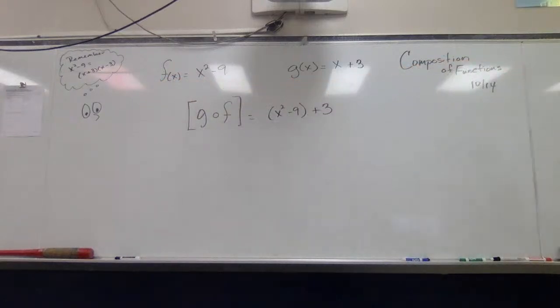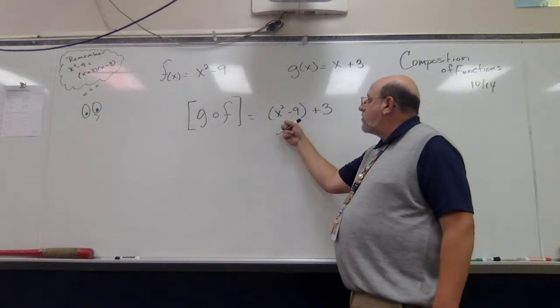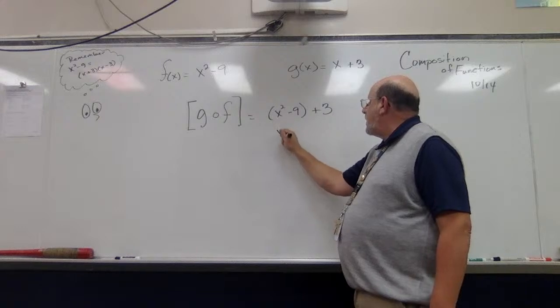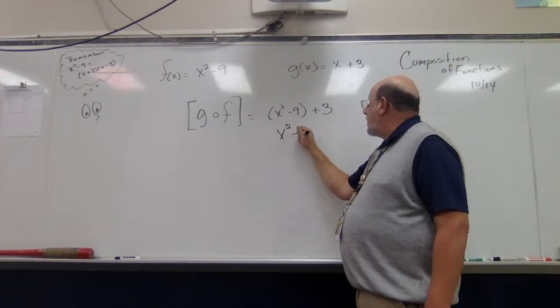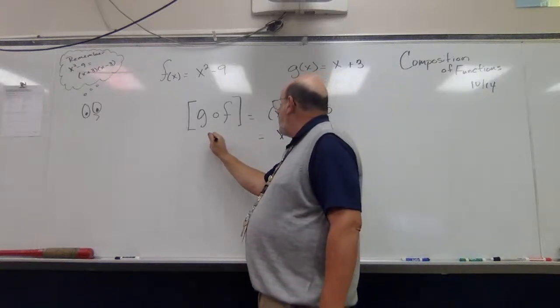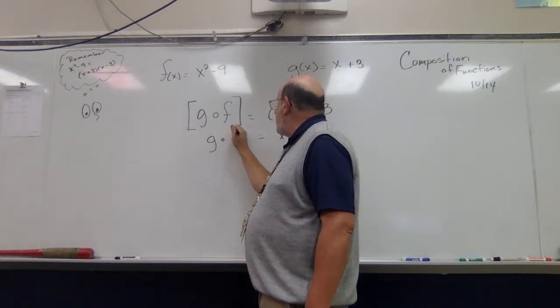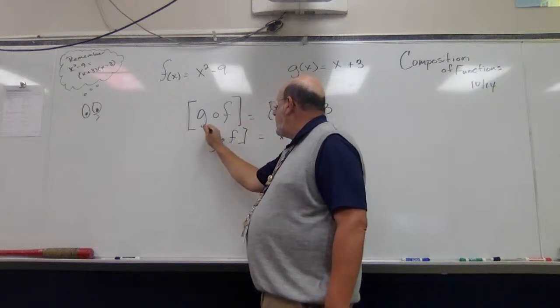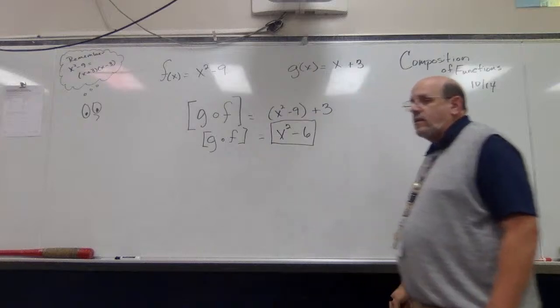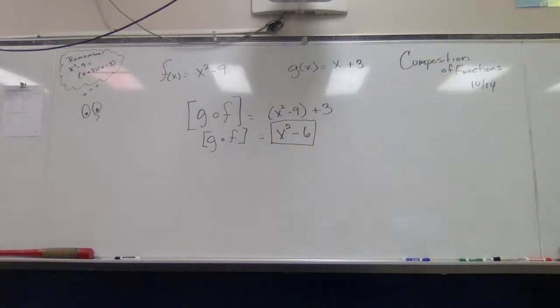Because the square only refers to the x. Okay? That makes sense? There's no real heavy lifting to do with this, except just make sure that we have minus 9 plus 3. Well, then that must be x squared minus 6. All right, so g composed of f is x squared minus 6. Pretty easy so far.